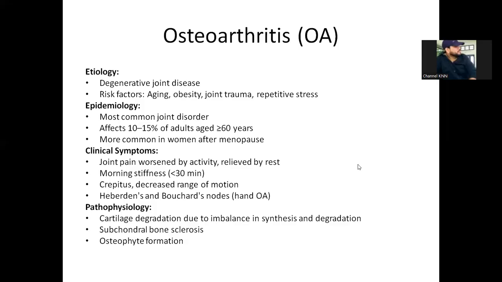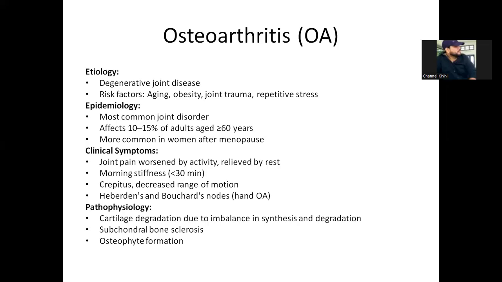Clinical symptoms mainly involve joint pain, which is worsened by activity and relieved by rest. It means that at rest you don't feel that much pain, but when you are doing something you will feel a lot of pain in the joints.